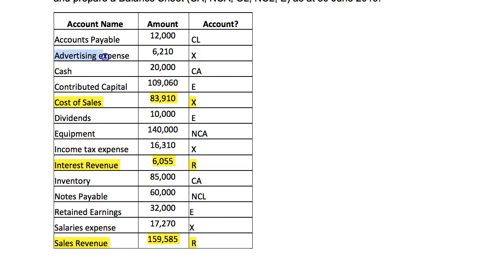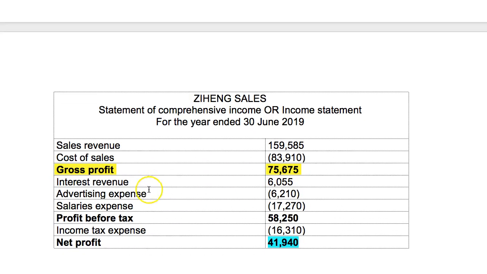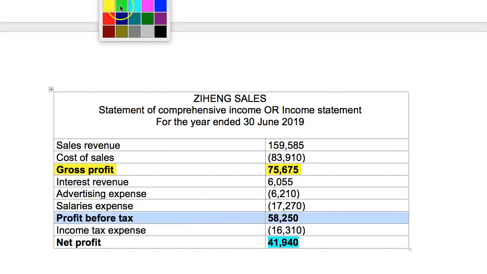So we have advertising expense, we have income tax expense here, but for this expense in particular, we're going to save that for the end, and I can see salary expense here. So I have listed both of those expenses. I put brackets there because the expenses are a minus. Then I have calculated the profit before tax.